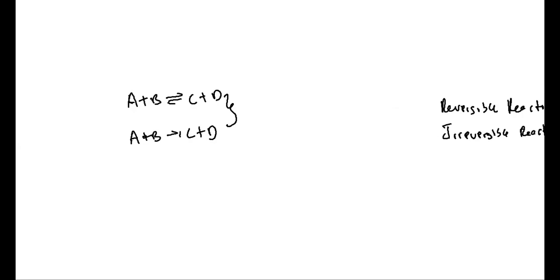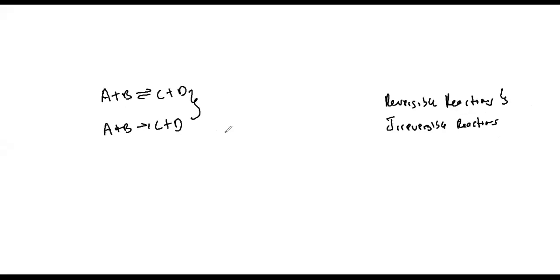Now that is an example of a reversible reaction and an irreversible reaction. Now you see, for chemical equilibrium to occur, there are certain properties that a system must possess. For a chemical equilibrium to occur, there are particular characteristics that a system or a reaction must possess.